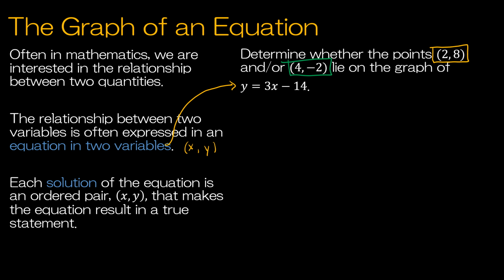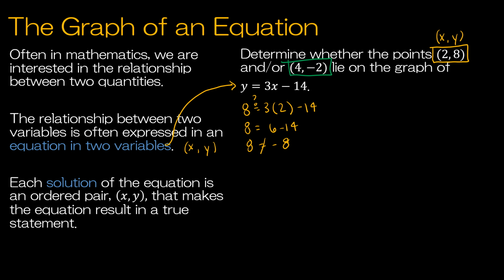So let's take a look first at (2, 8). Remember, ordered pairs are in x, y format. So I'm going to replace y with 8, and I'm going to replace x with 2, and then I'm simply going to say, is that true? So on the left, no math to do. On the right, 3 times 2 is 6. 6 minus 14 results in -8, and of course 8 does not equal -8. So therefore the point (2, 8) is not on the graph of the line.